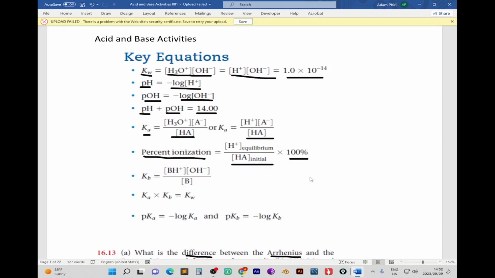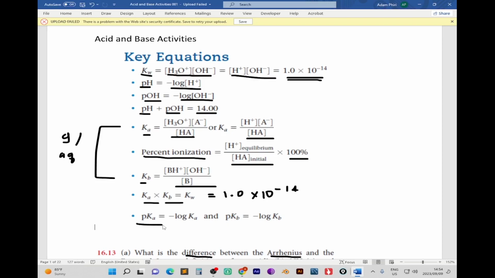Percentage ionization equals the concentration ionized versus the initial concentration. Then this is the dissociation of acid, and you'd find that the dissociation of acid and the dissociation of base have more or less similar equations, but the numerator is the acid and the denominator is actually the base. You multiply the constants Ka and Kb, which gives you 10 to the power negative 14, and the negative log of that is equivalent to 14.